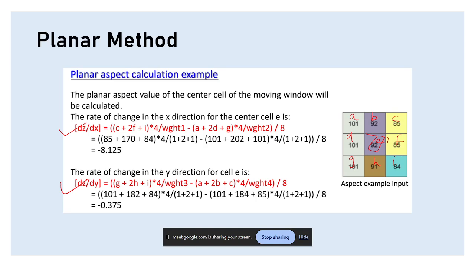Okay. So here our C is basically 85. So we wrote 85. 2 into F. F is 85. So 2 into 85 is 170. So here we got 170. So 85 plus 170 plus I. I is 84. So 84 multiplied by 4, divided by, what is the formula for weight 1? That is C plus 2F plus I. Right? So that is 1 plus 2 plus 1.